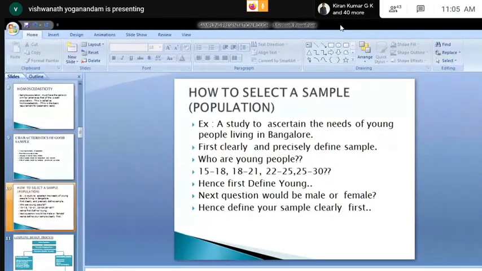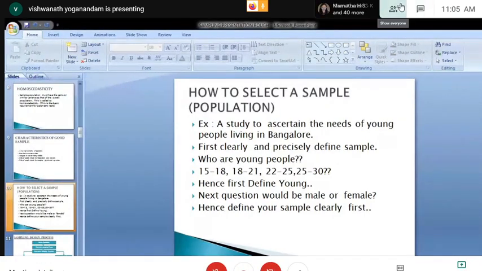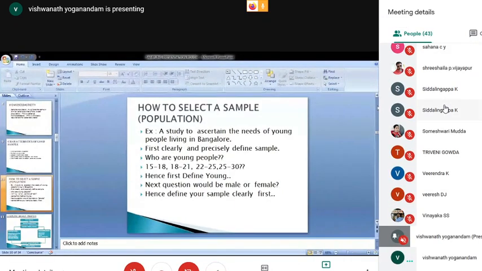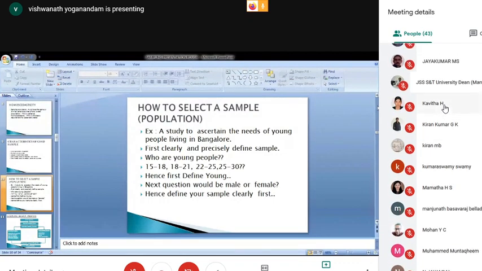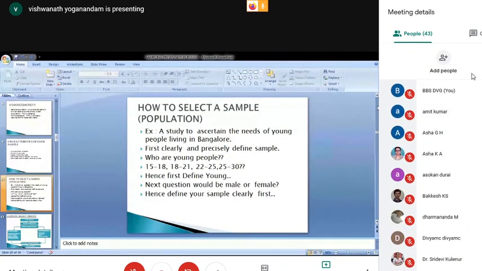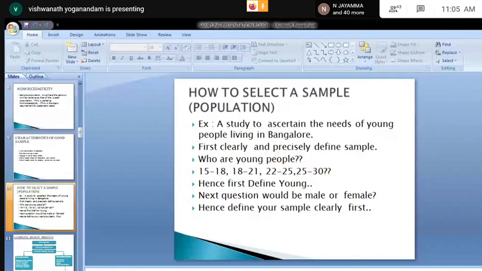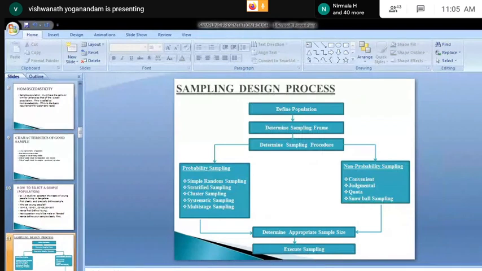Suppose we give a topic like this, a study to ascertain the needs of young people living in Bangalore. The definition of young should be given in the paper. If you don't define it, then your paper will be substandard. So you define the population very clearly. There should not be any ambiguity in it.